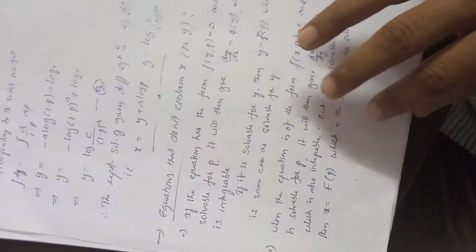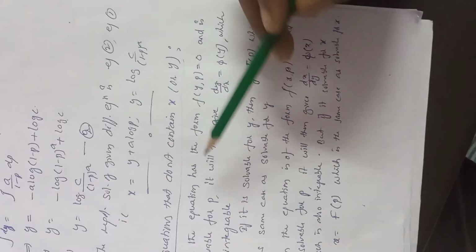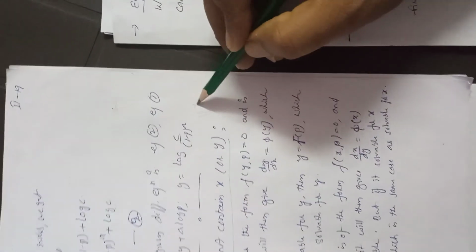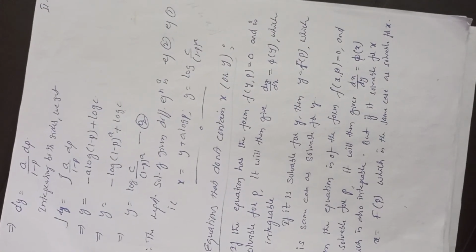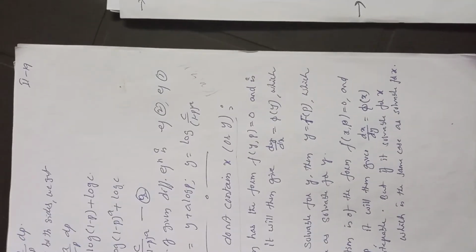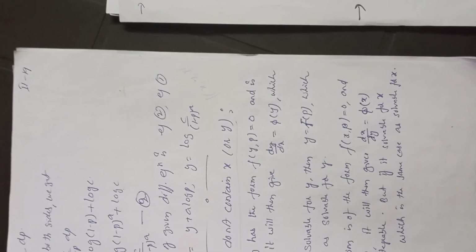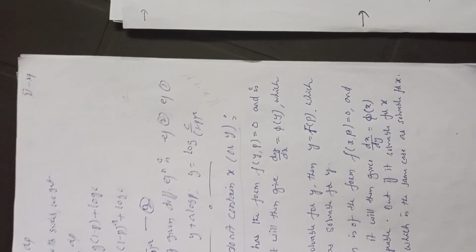Okay, now see this, there is a heading: equations that do not contain x or y. What is the differential equation? The general form is f of x comma y comma p. It contains x terms, y terms as well as p terms. If the degree of p is greater than 2, then we can solve for p. That means we have to factorize the given differential equation, and we have to differentiate it, or you have to integrate it.